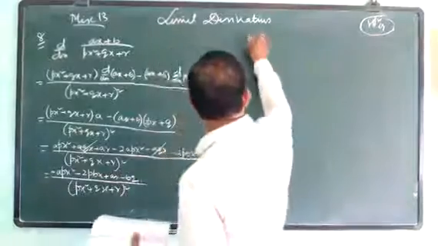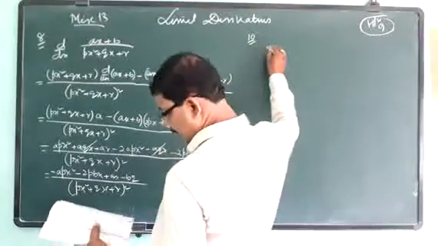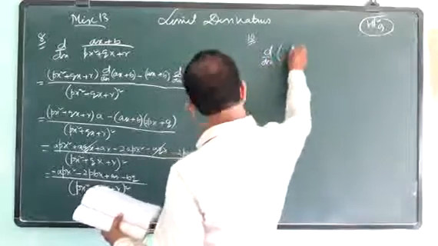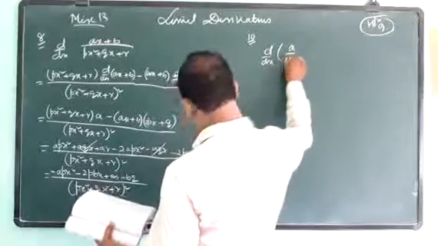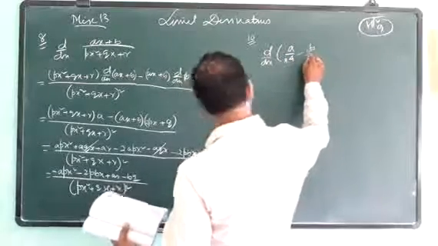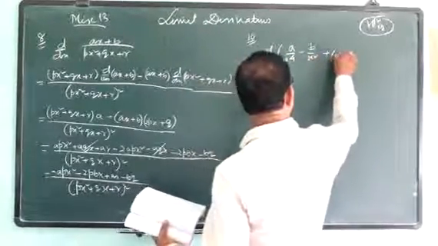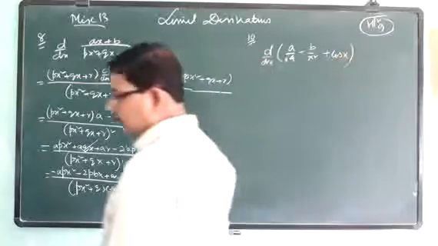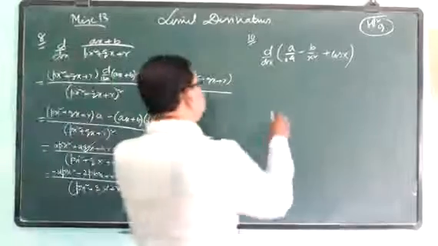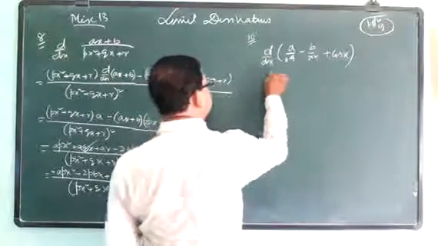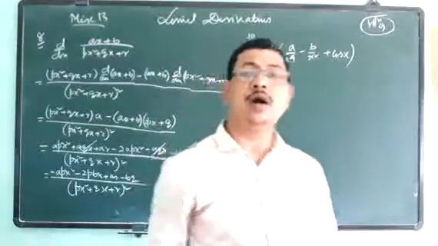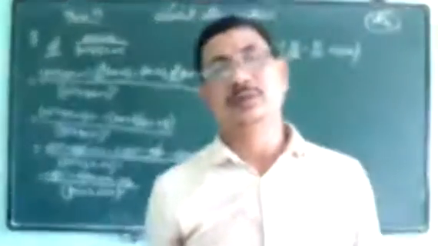Now question number 10. It is d/dx of a by x to the power 4 minus b by x square plus cos x. Now how to do this one? As usual, let's modify it a little according to our need.